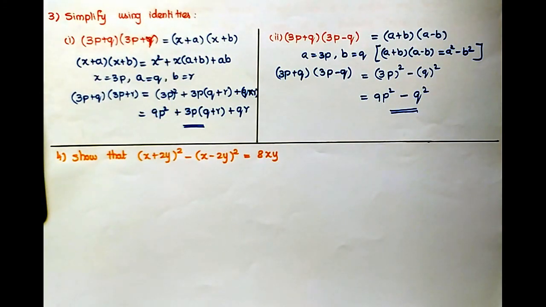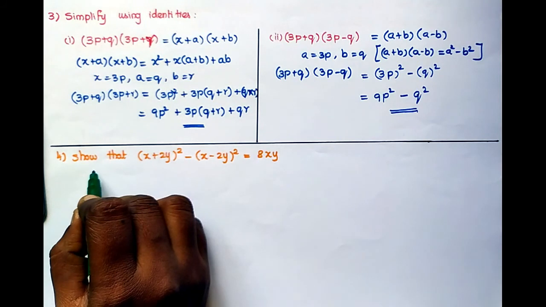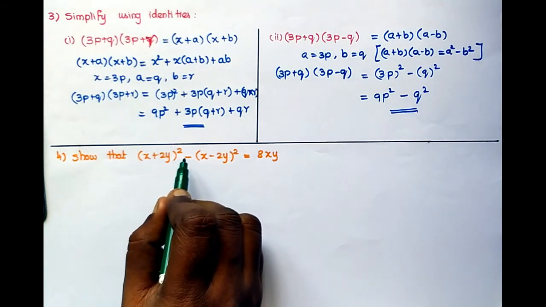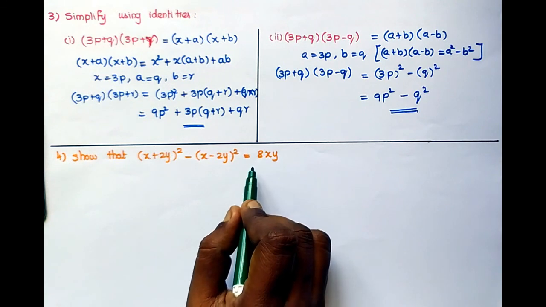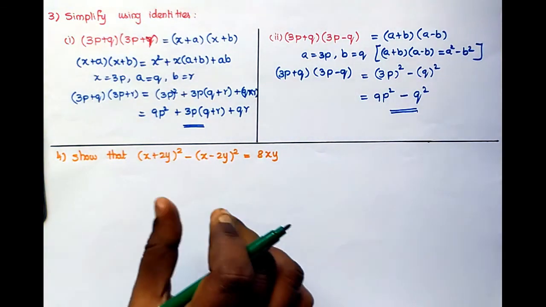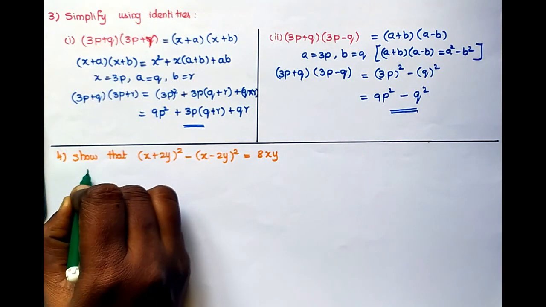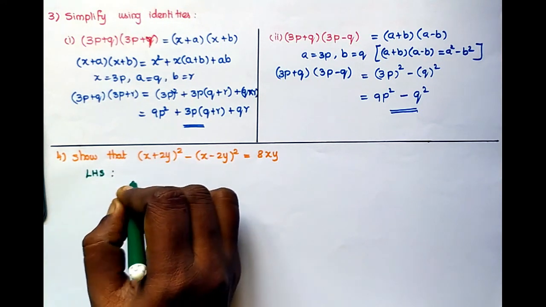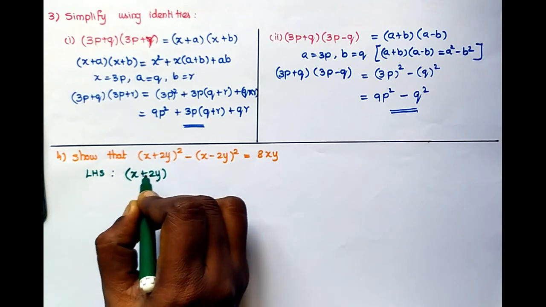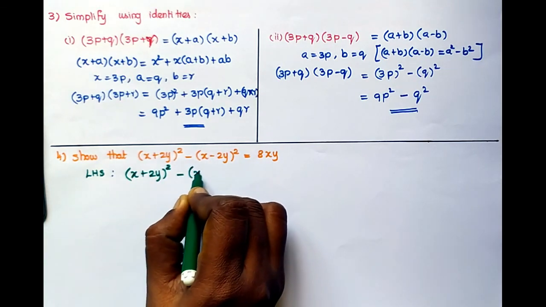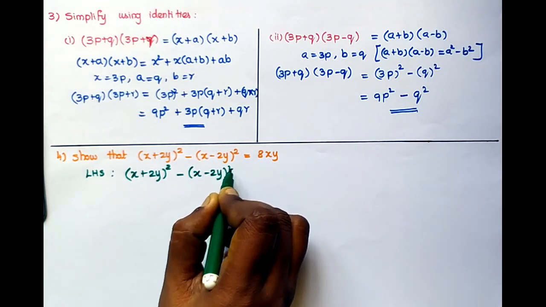Next one, fourth sum, show that x plus 2y whole square minus x minus 2y whole square equals 8xy. Here LHS is what? First write the LHS, that is x plus 2y whole squared minus x minus 2y whole square.